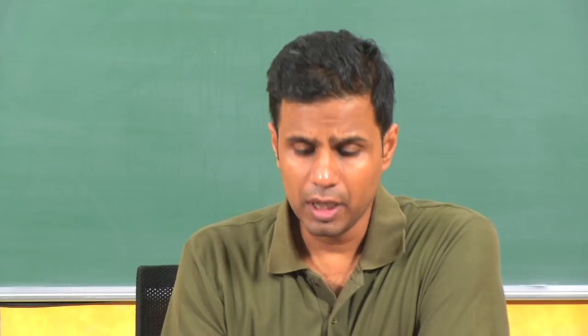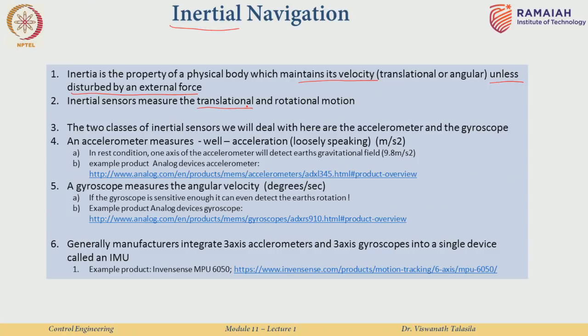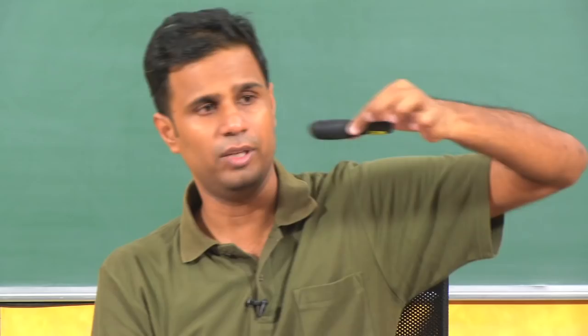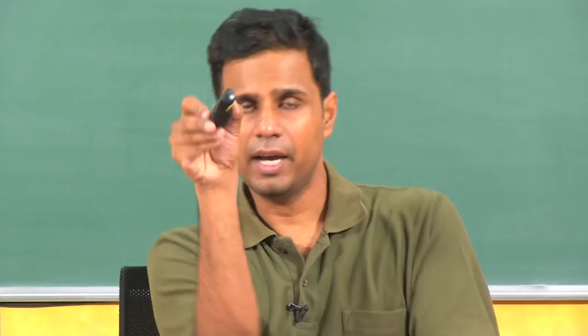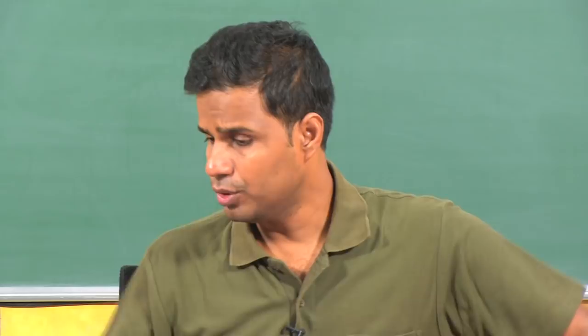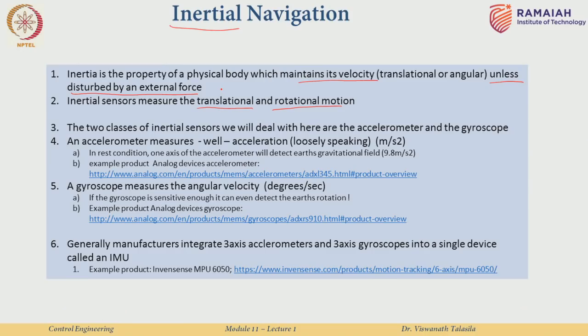So what do they actually measure? Well, they measure two things. One is the translational motion, which is the motion of this object as it is going in a particular line. It could go straight, left, right, up, down. They can also measure the rotational motion. I have this aircraft and I have an angular motion with respect to an axis, I have this rotation and I have the third rotation. We will see a little bit more about this. Since we live in a 3D world, we are always going to look at 3D translatory motion and 3D rotational motion. Now there are various types of inertial sensors.